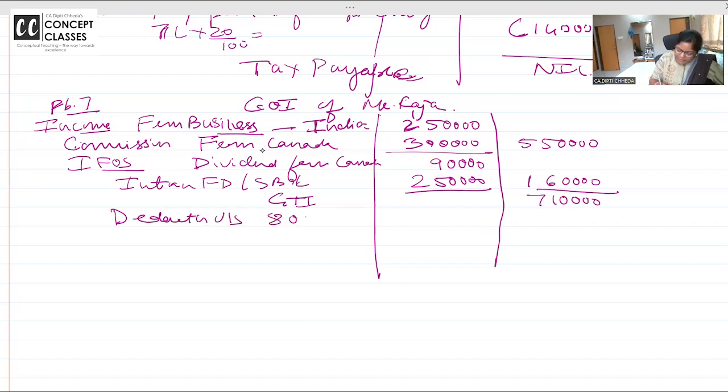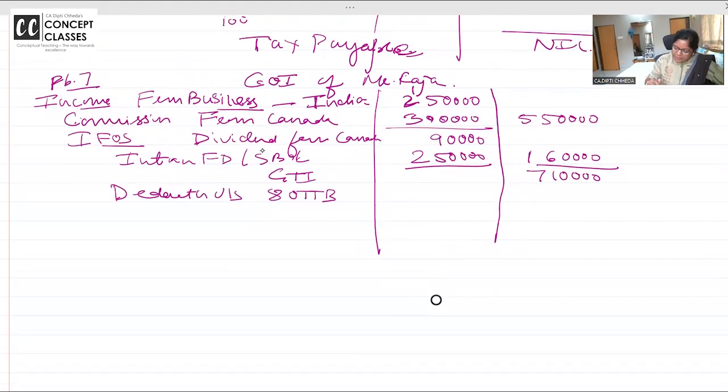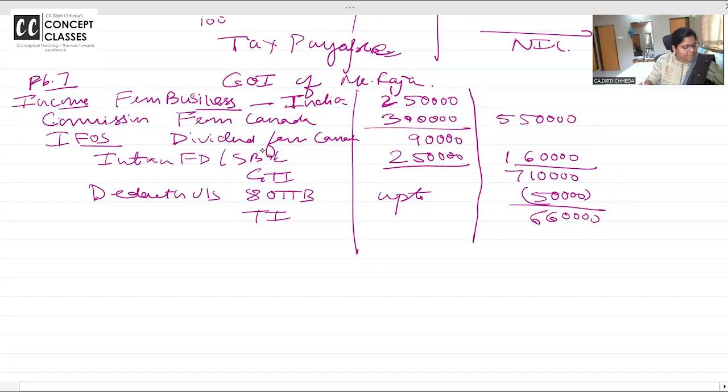under section 80TTB, senior citizen. See, interest is 2,50,000. But how much interest is allowed to be deducted in 80TTB? Up to 50,000. So what is the total income and the tax thereon? 6,60,000.